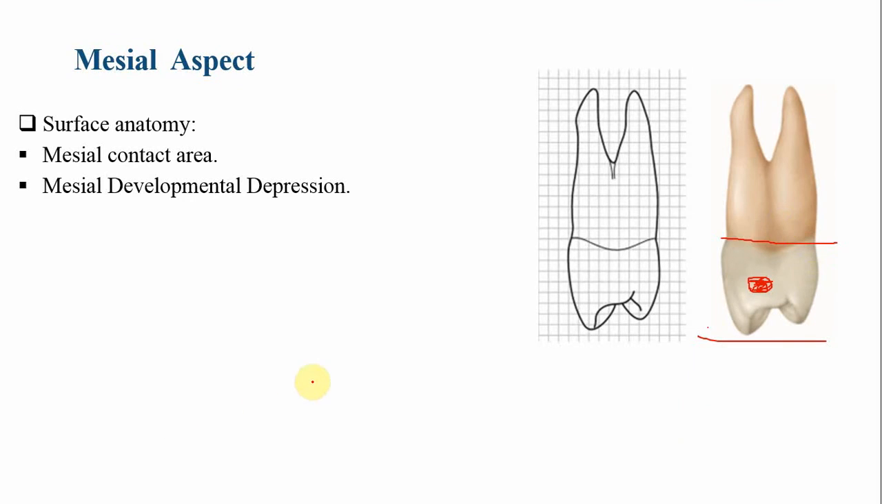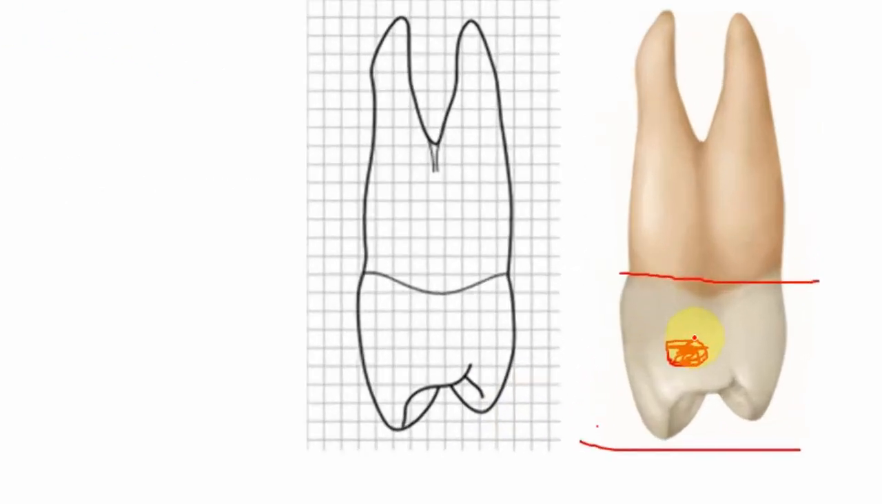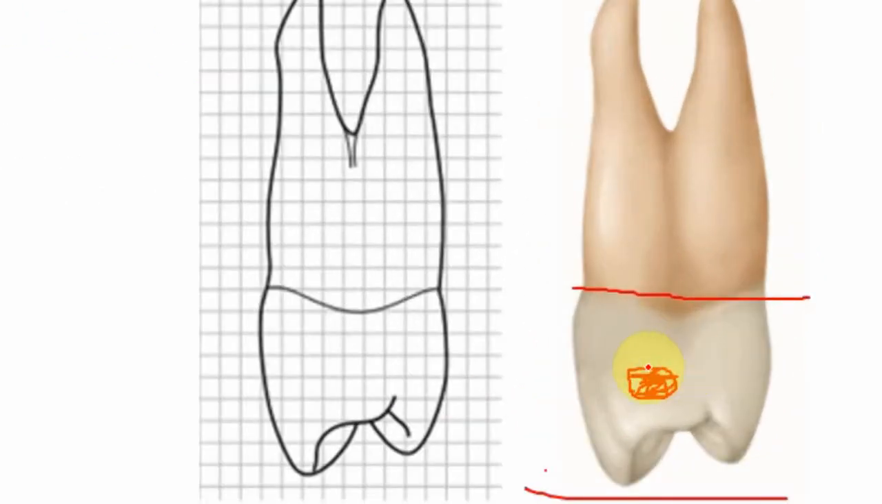Another characteristic feature of this tooth is the presence of a mesial developmental depression on the mesial aspect of the crown. This depression or concavity starts just cervical to the mesial contact area. So this is the mesial contact area, and here we have a depression or concavity in the crown surface that extends beyond the cervical area. As you can notice here, this is the mesial developmental depression.